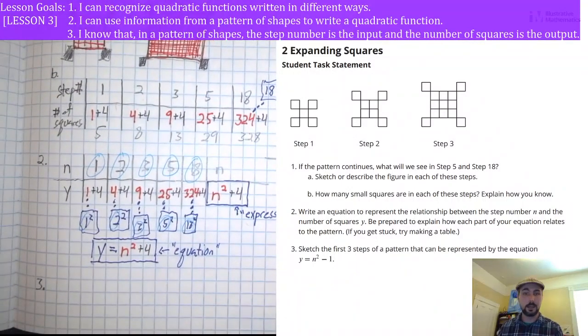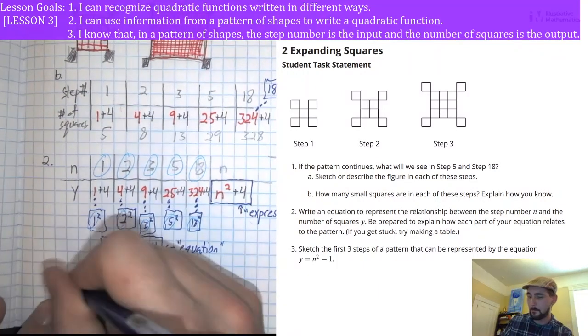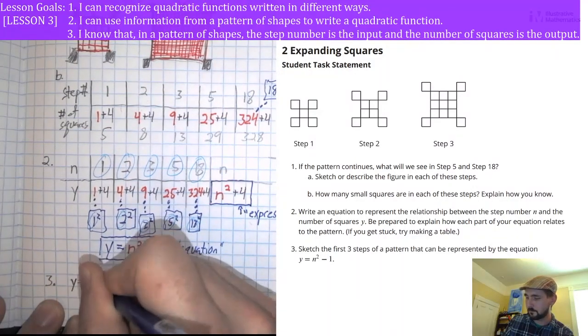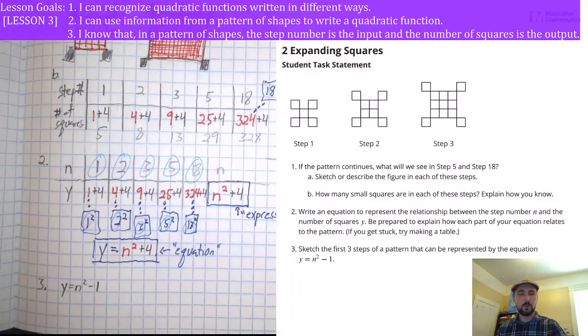This is definitely going to come up, though, I think, in number 3. Sketch the first 3 steps of a pattern that can be represented by the equation y equals n squared minus 1. Well, so there are lots of patterns that can do this. So whatever you do is probably fine. The minus 1, though, I think is going to be a little bit tricky.